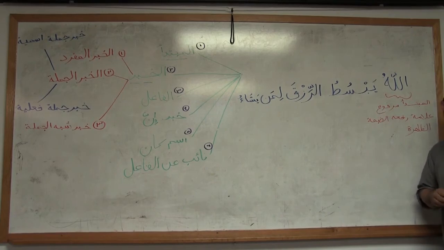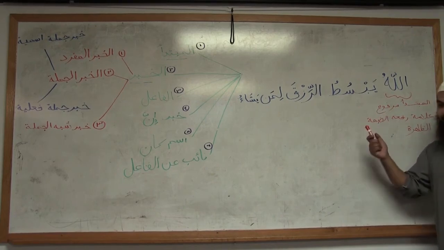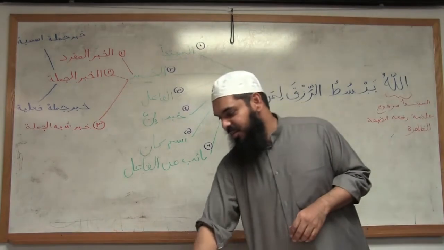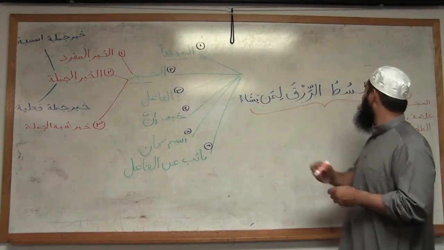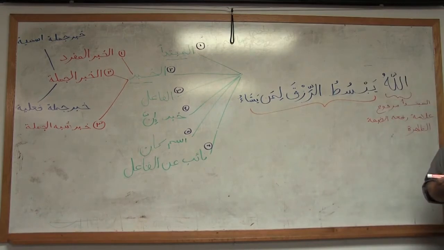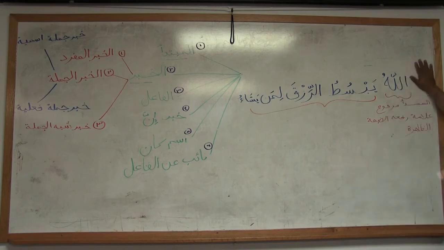Yabsut? All of it? Jumla fi'liya khabar. Taking it wild there. Jumla ismiya, excellent. Where's your khabar? You tell me, I'm just writing what I hear. So we agreed that this whole thing is jumla ismiya, so there can't be more than one, like a fi'l or fa'il or anything.